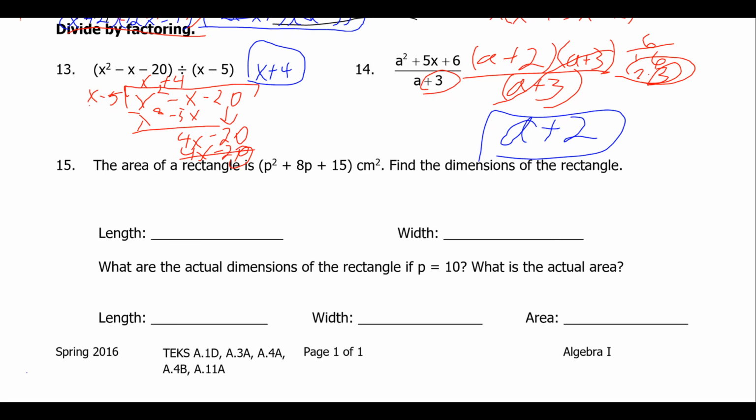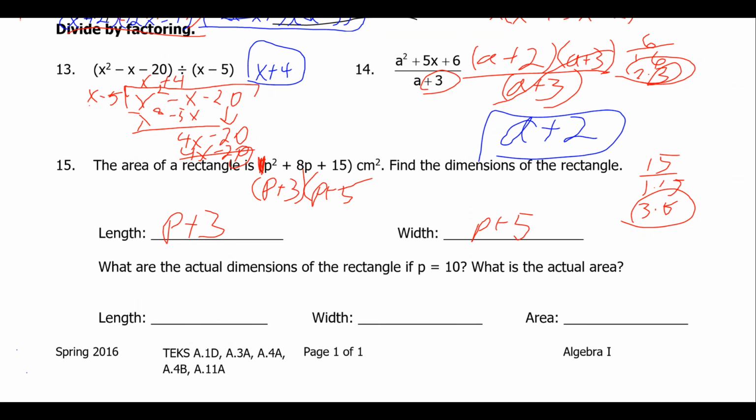Alright, now, number 15 asks us to find the area of a rectangle, or rather, it says that the area of the rectangle is p squared plus 8p plus 15. And then we need to find the dimensions of this rectangle. So, let's see. We know that the leading coefficient for this is 1. Okay, so we got a 1 out front. So that means that we need to go ahead and try to factor 15. So we got 1 and 15, and 3 and 5. Alright, so we've got p plus 3 and p plus 5.